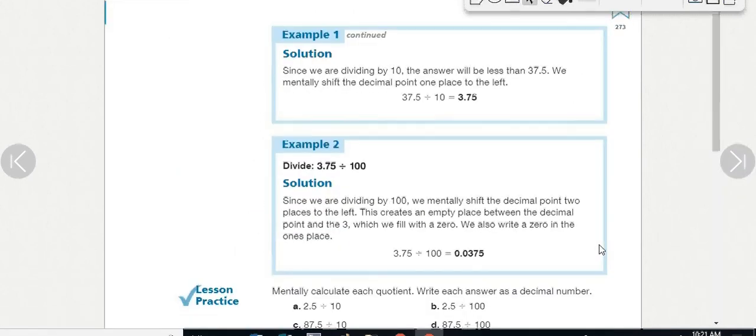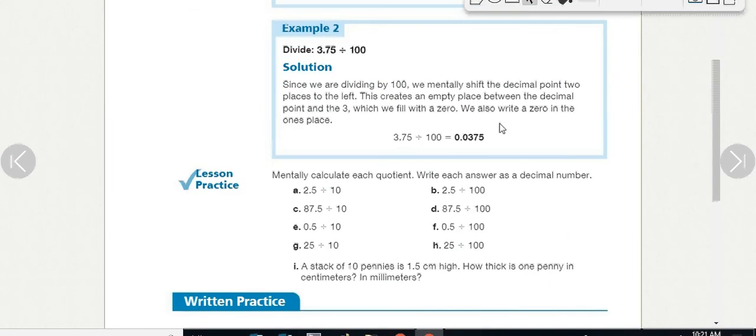Example 1, again, shown here with the solution. Example 2, now we're just dividing by 2 zeros, by 100. 1, 2. So you move it over 2 spots. Now, I like that they show us this one because you might notice we don't have 2 spots. So we need to toss in the leading 0. If you don't have that there and you only write 0.375 and you just leave it blank, that's not going to be the same. That's not worth the same as this. We write a 0 in the ones place.